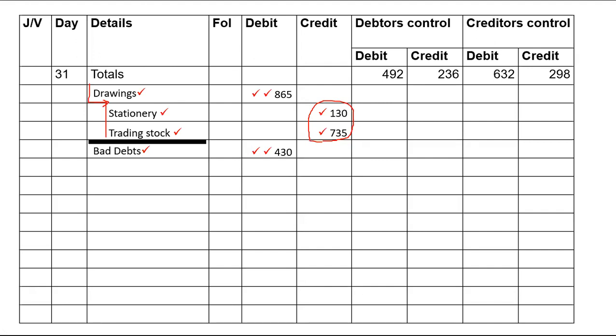So we debit bad debts because it's an expense. We credit the name of the debtor because it is a debtor, and in the debtor's ledger, this will be recorded on the credit side. And because J Small is a debtor, we'll also put it under debtor's control on the credit side. Then you will just draw the line to indicate that you're done with the transaction.